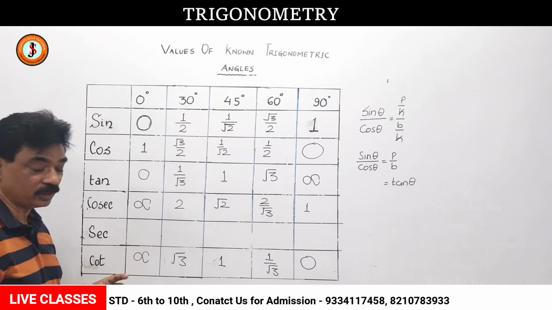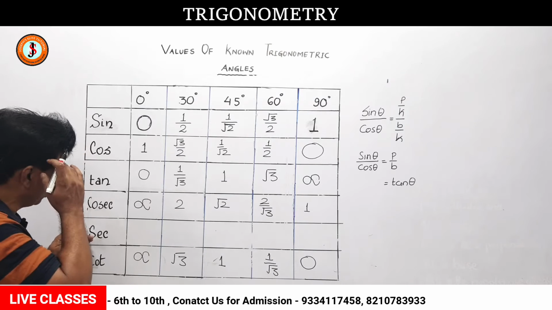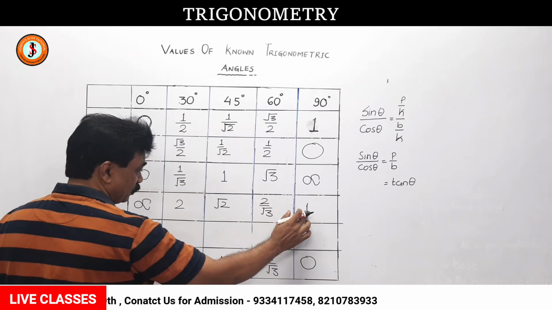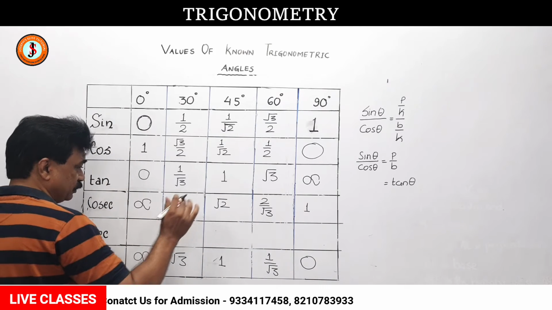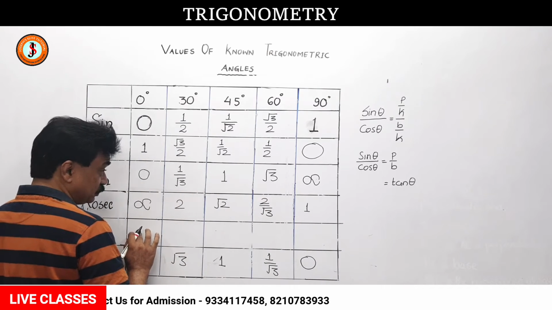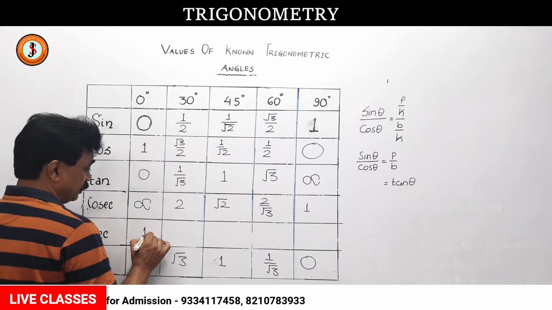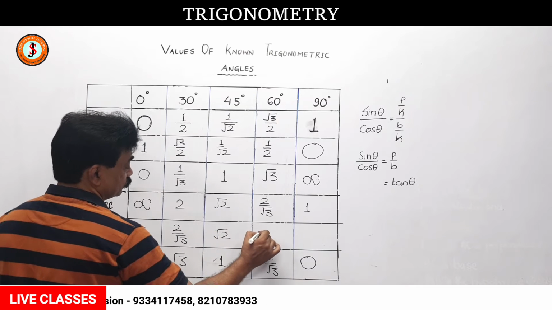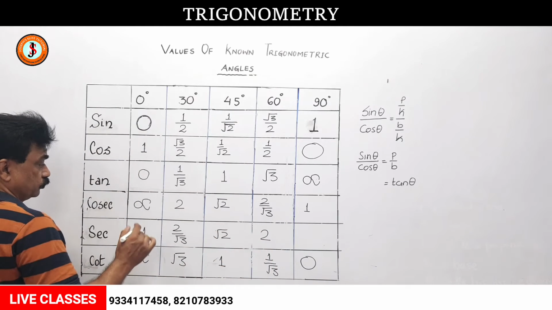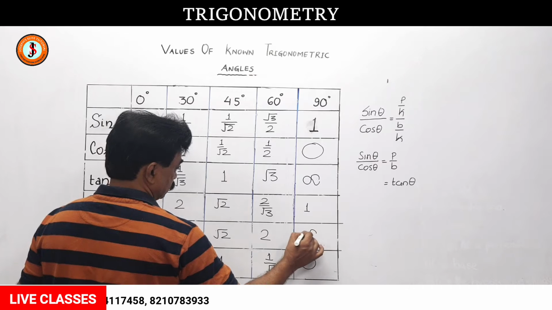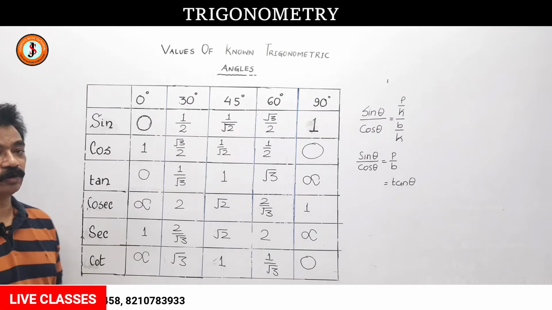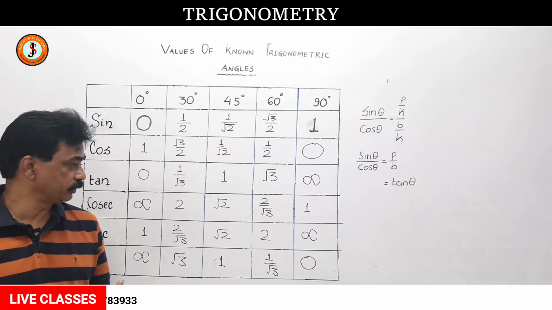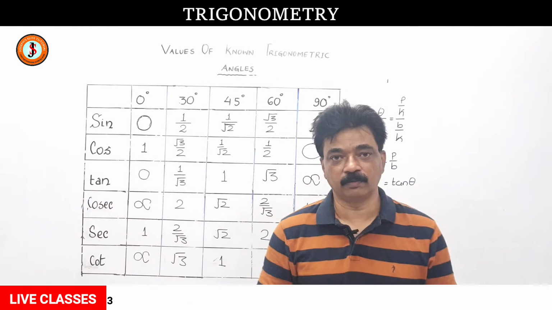Now, you do not have to worry for sec. Sec is either the reciprocal of cos, or we can write that cosec and sec are complementary reciprocals. That means, I can write cosec like this, sec like this, sec 0 is equal to cosec 90, like this I can write. So, this completes your trigonometric table.